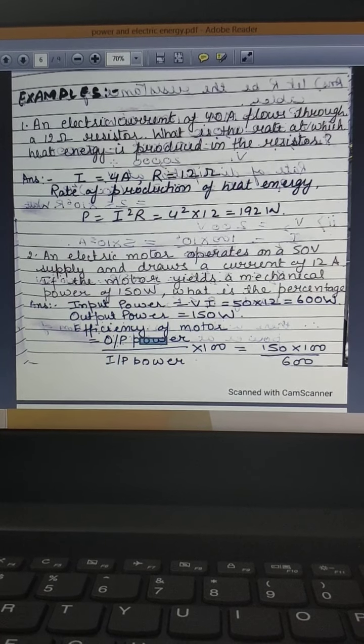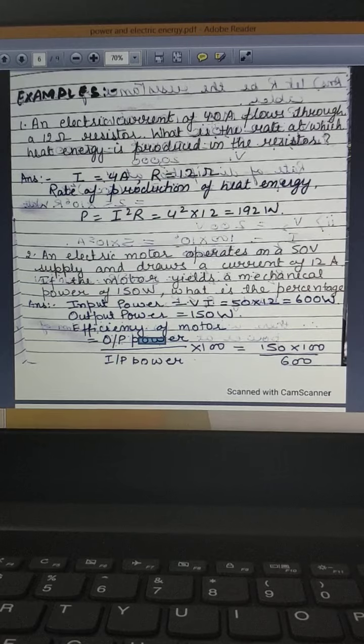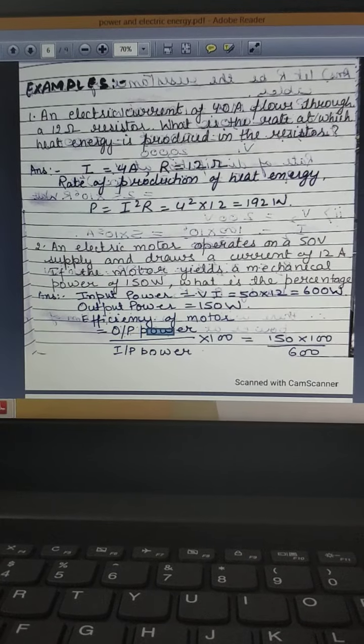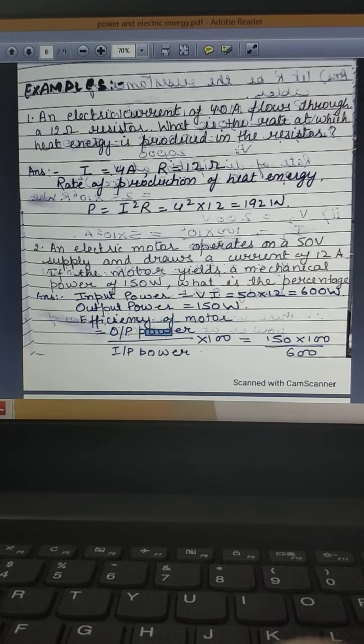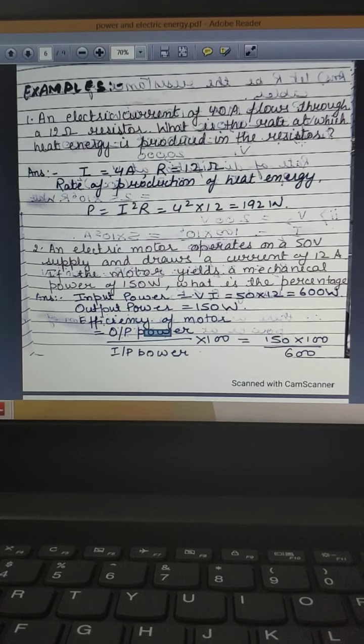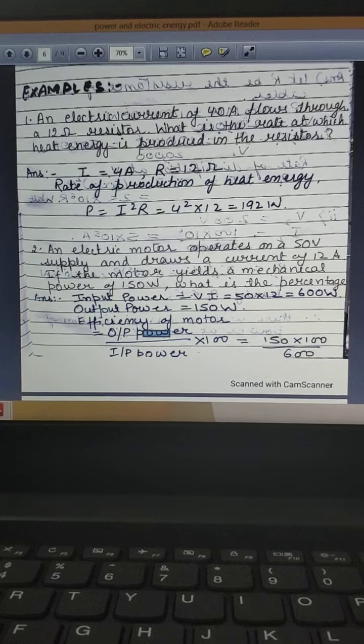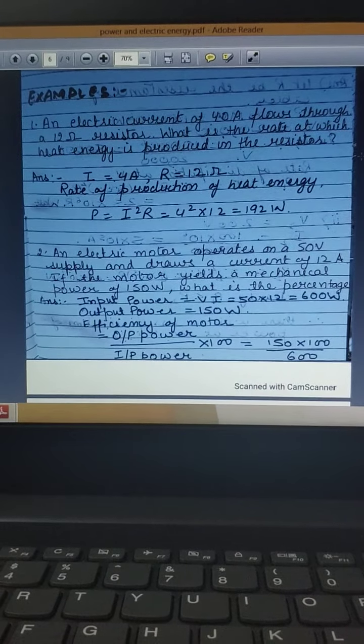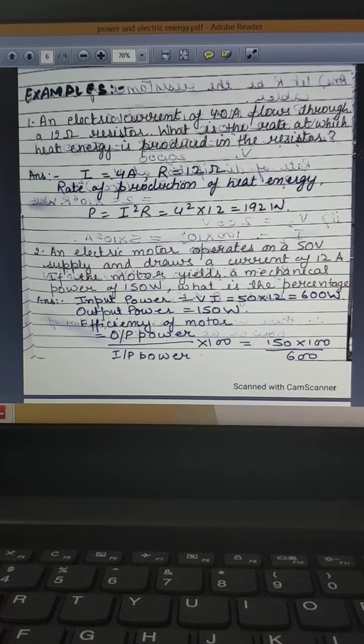The first question is, an electric current of 4 ampere flows through a 12 ohm resistor. What is the rate at which heat is produced in the resistor? So you have to understand this rate at which heat energy is produced in the resistor. This means that we are talking about power. So let us use the formula.